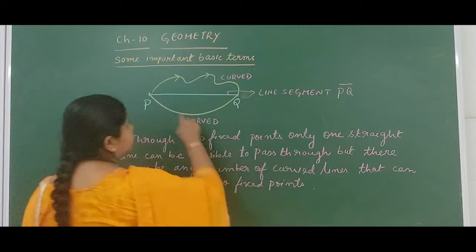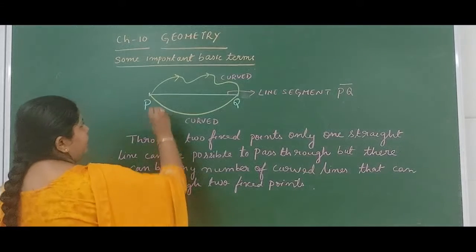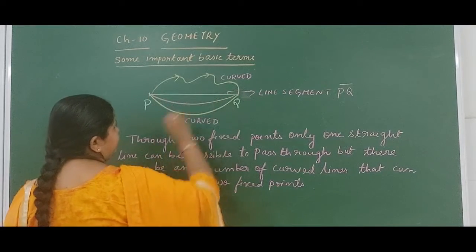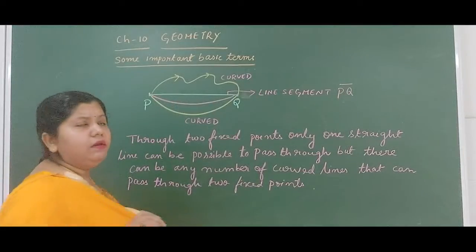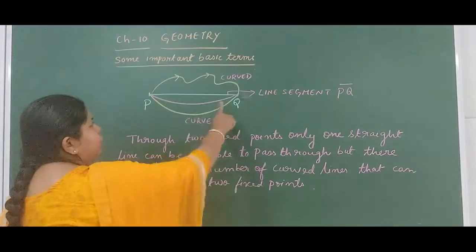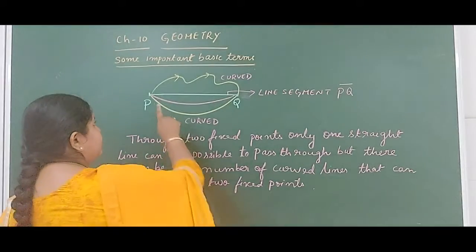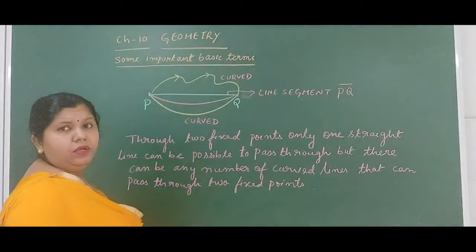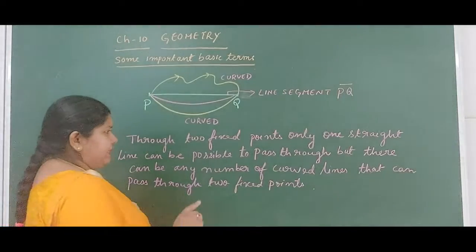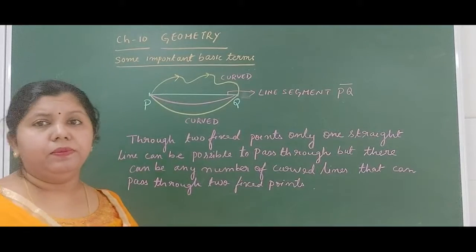You can see in this particular figure there are two curved lines. Even if I want, I can make one more curved line like this. So any number of curved lines can pass through two fixed points, but only one straight line can pass through two fixed points. That we call a line segment. So any number of curved lines can pass through. This is very important, you have to remember.